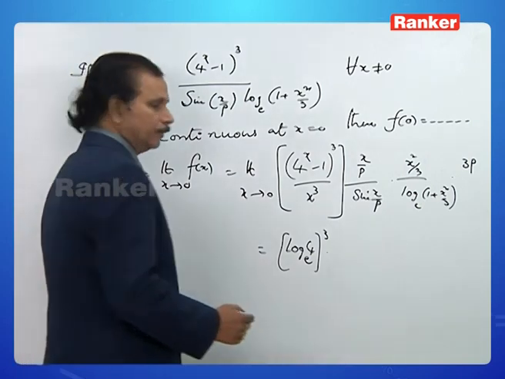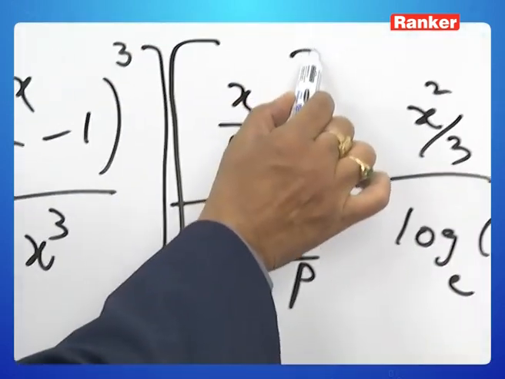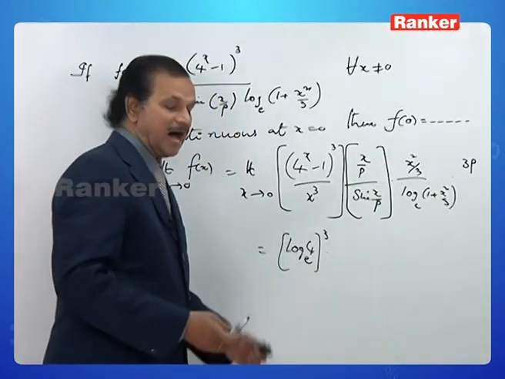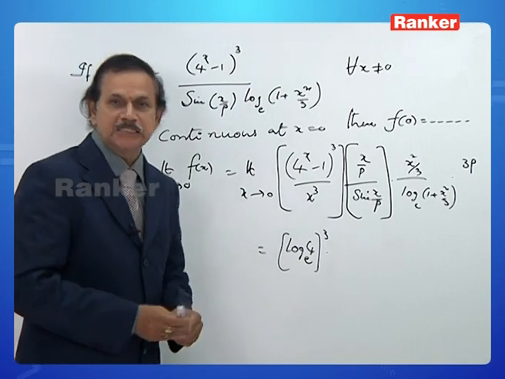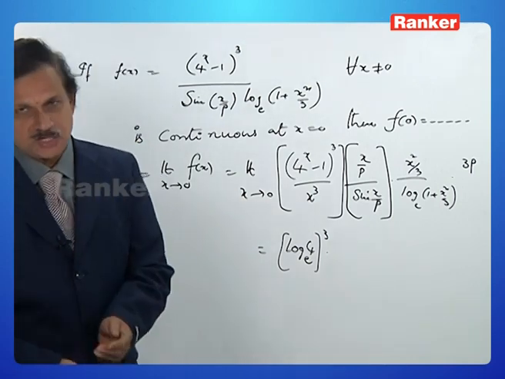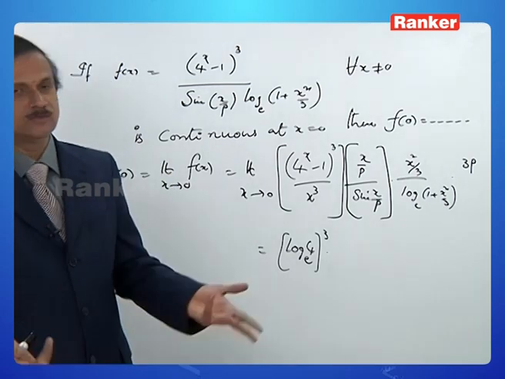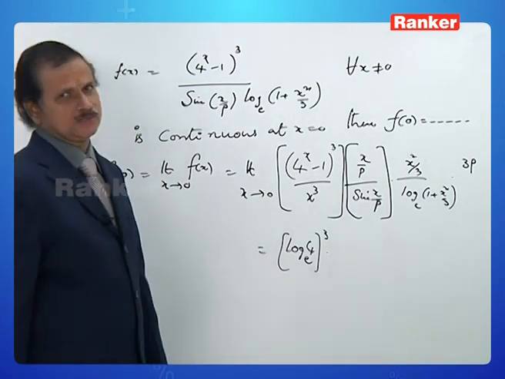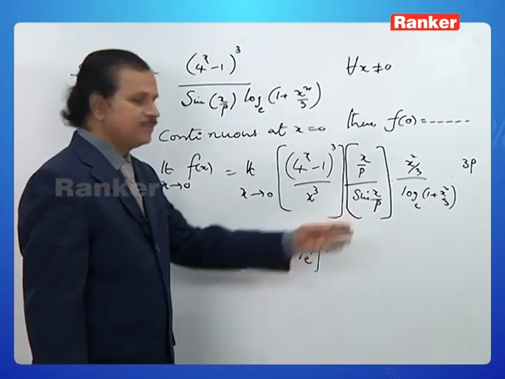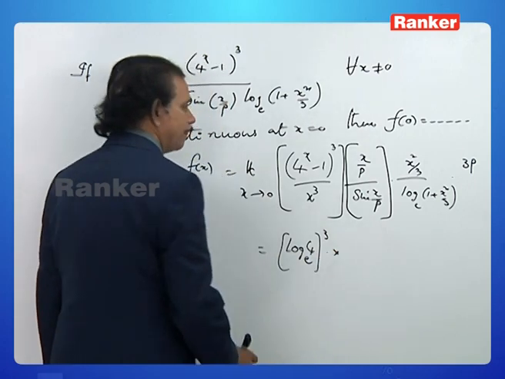Okay. x by p by sine of x by p. What is the limit of this part? Theta by sine theta. You see, as x tends to 0, x by p also tends to 0, isn't it? As x tends to 0, x by p also tends to 0. Theta by sine theta is 1. Hence the answer is 1.